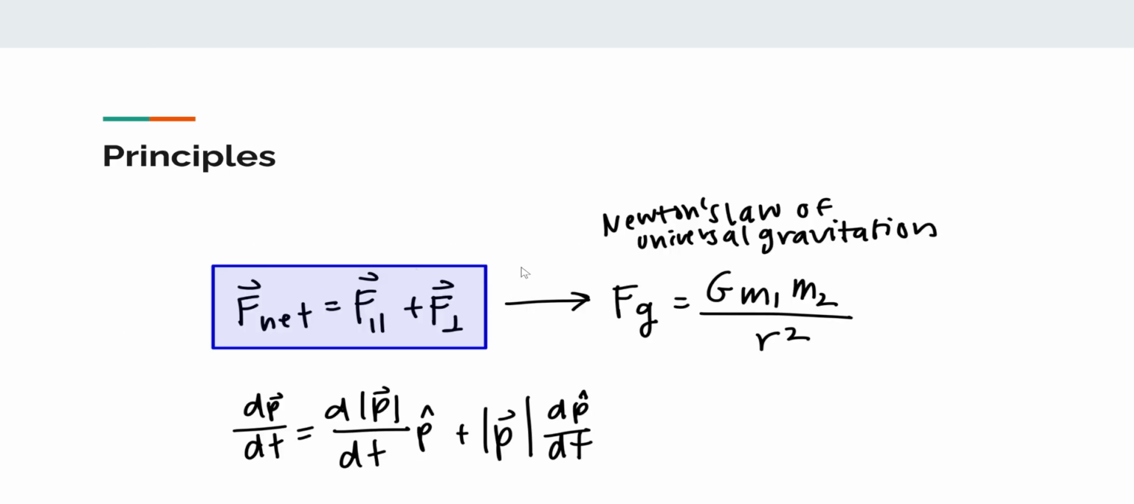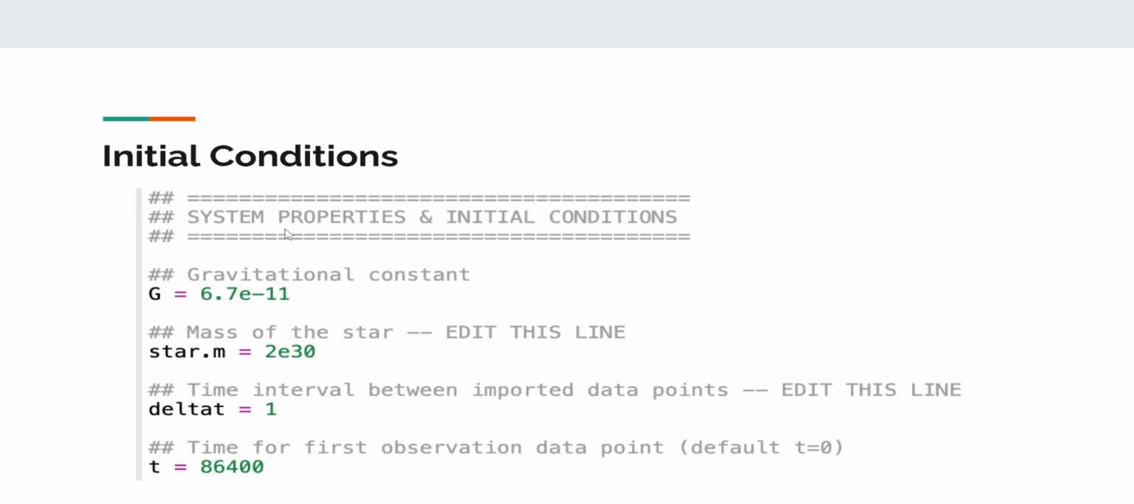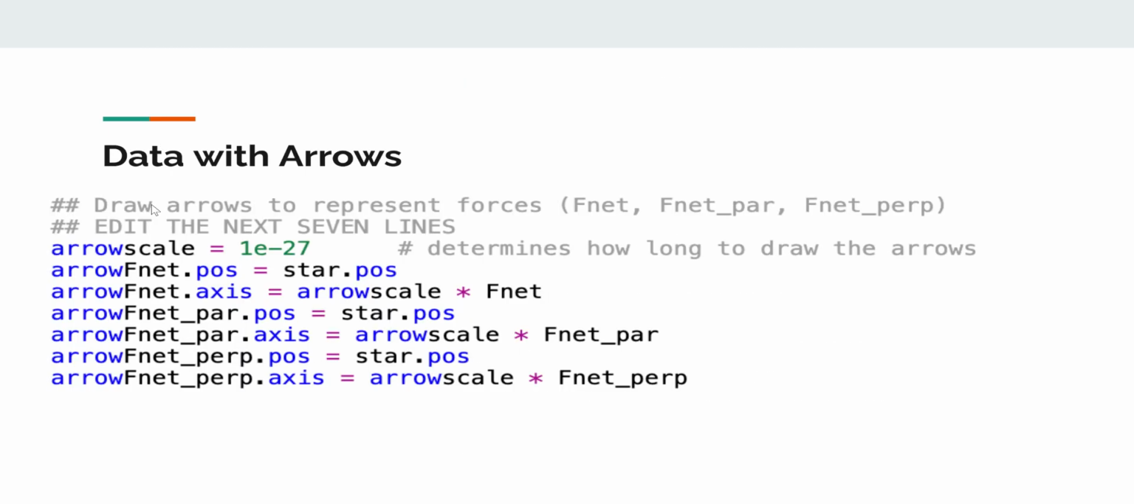Here are the principles again. Oh wait, sorry. These are the initial conditions in the GlowScript code. Here are the formulas in the code. As you can see, here's data with arrows.